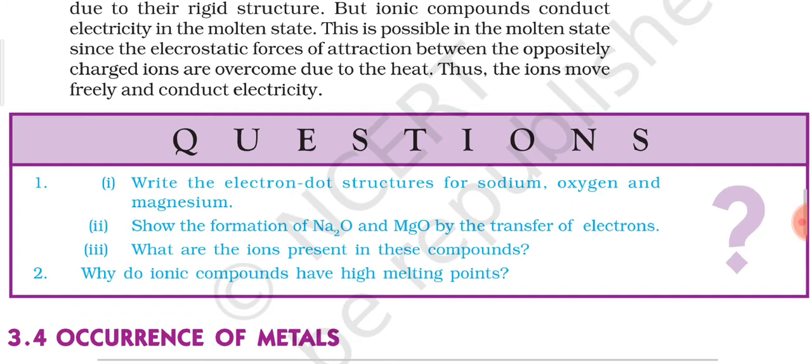So how to write the electron dot structures for different elements? You have to remember only two things. First of all, whatever the element is given, the first thing you have to write is its symbol. For example, if it is sodium, you write Na, which is the symbol of sodium, and then you only have to show the valence electrons for that element. For sodium, the valence electron is 1, so you show that valence electron either with the help of a dot or with the help of a cross.